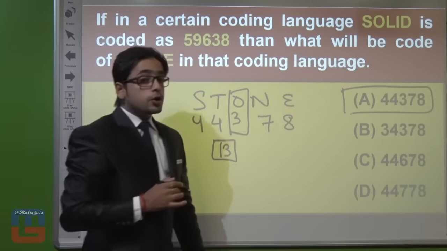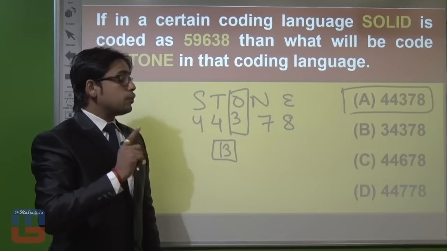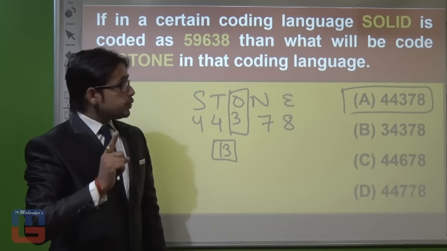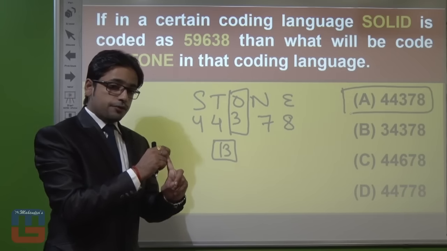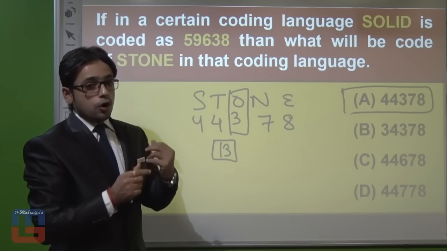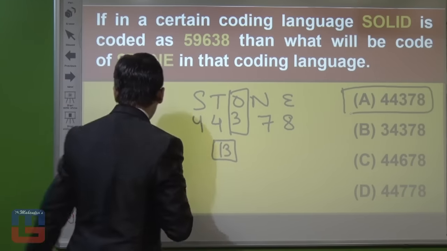Do remember one thing: if you want to solve all the questions related to coding and decoding, do remember two things. First, the position of all the letters, and second, the opposite of letters. Let's move on towards the next question.